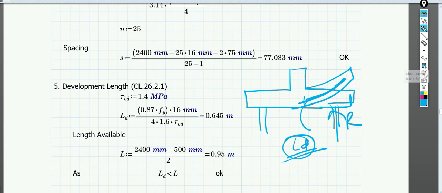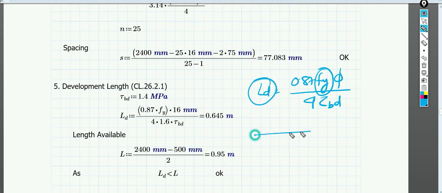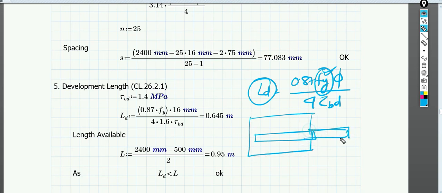Okay, so for development length, I think you remember the equation. It is Ld = 0.87 Fy into phi by 4 tau bd, right? Where Fy is the grade of the steel and Ld is the length that is required to yield. Basically that is the length that should be inside a concrete block, so that when you try to pull out, it will not come out of the concrete without yielding, meaning it will yield before coming out. Okay, so that was the concept.